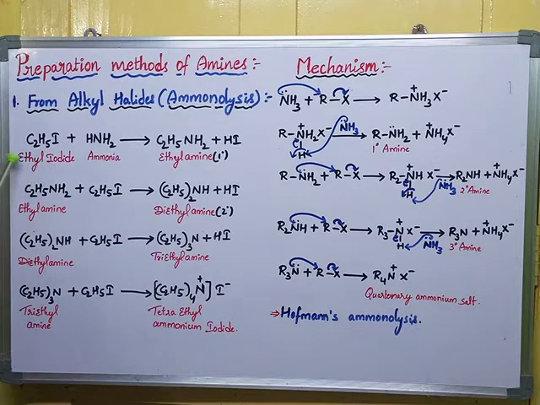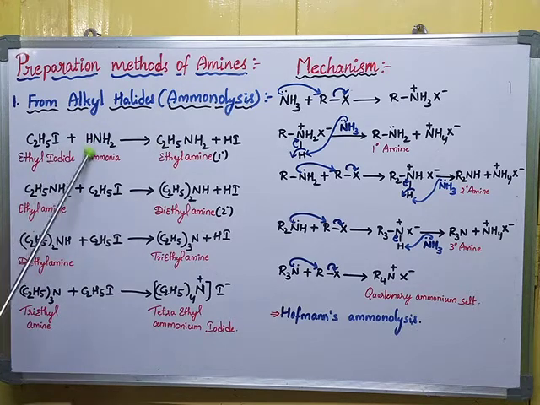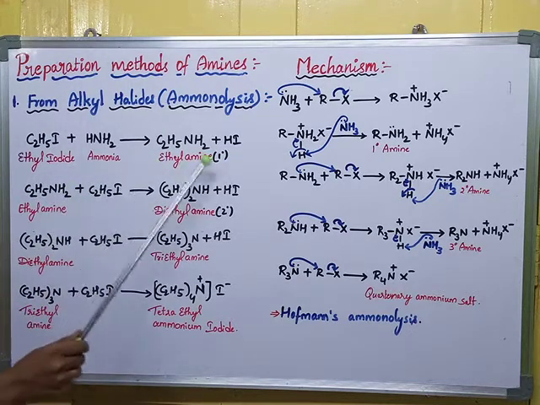So mainly here, ethyl iodide. I am taking any alkyl halide. Instead of alkyl halide, I can take ethyl iodide. Ethyl iodide is an alkyl halide. So this alkyl halide is reacting with ammonia. So ammonia can be written like this also, with the formula NH3. This ammonia is reacting with ethyl iodide. So you can see C2H5 and NH2. This H and I come out as a byproduct, hydrogen iodide. So at the beginning, primary amine is produced, that is ethylamine.